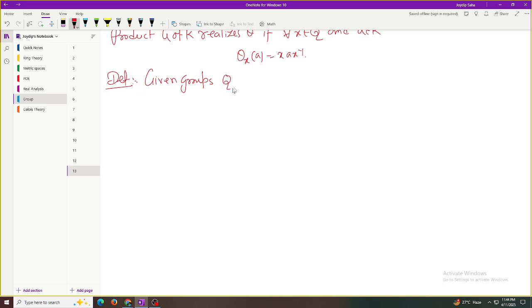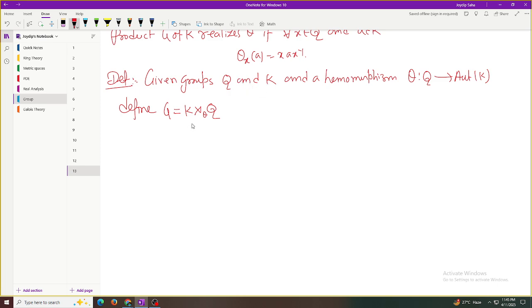Given groups Q and K and a homomorphism theta from Q to Aut K, define a new group. We are constructing a new group using this theta from two arbitrary groups. Okay.